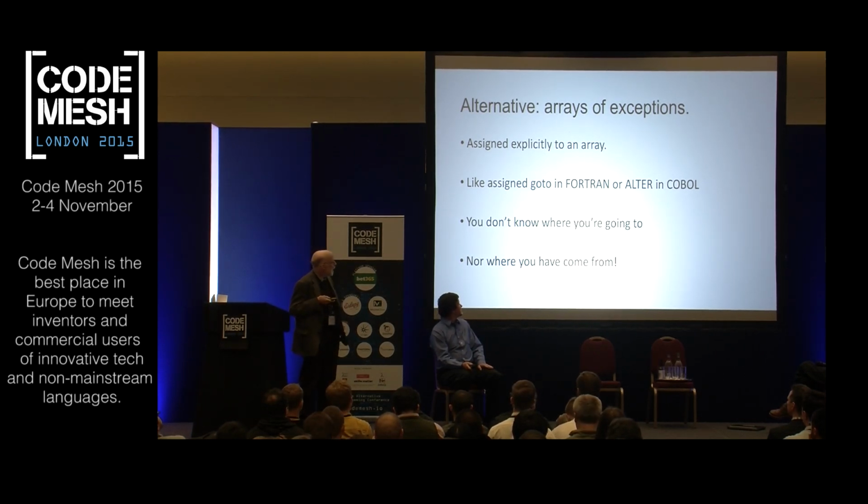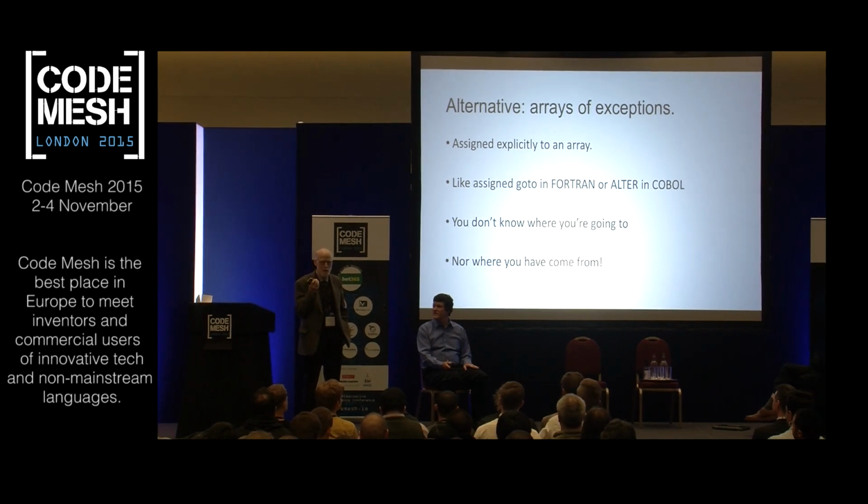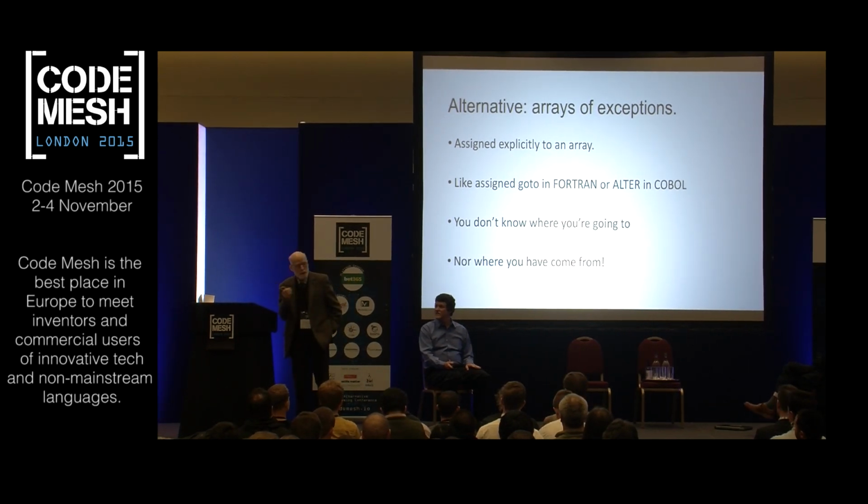And other languages have similar facilities of assigning labels to variables, assigned goto in Fortran. And in COBOL, they had something even more clever. It was called the alter statement. If there was a jump or a goto statement already in the language, you could alter the destination of the goto statement so that on all future occasions that the jump is taken, it leads to a different place in your program.